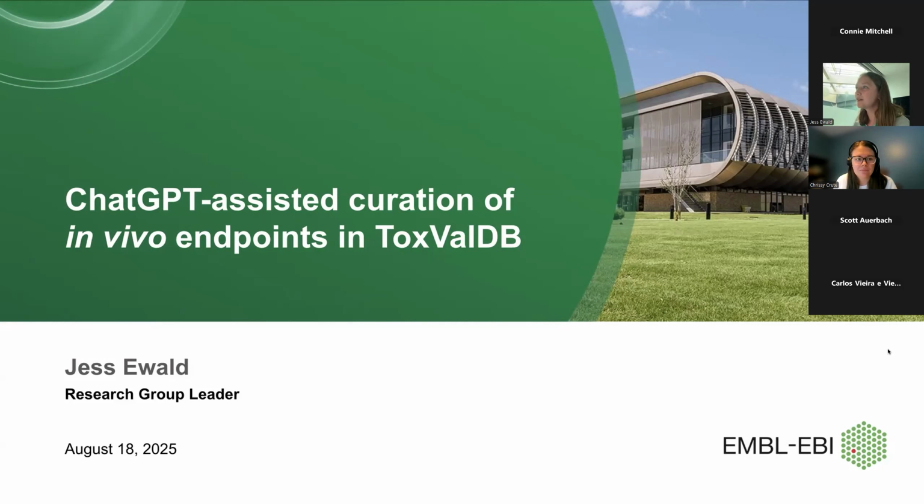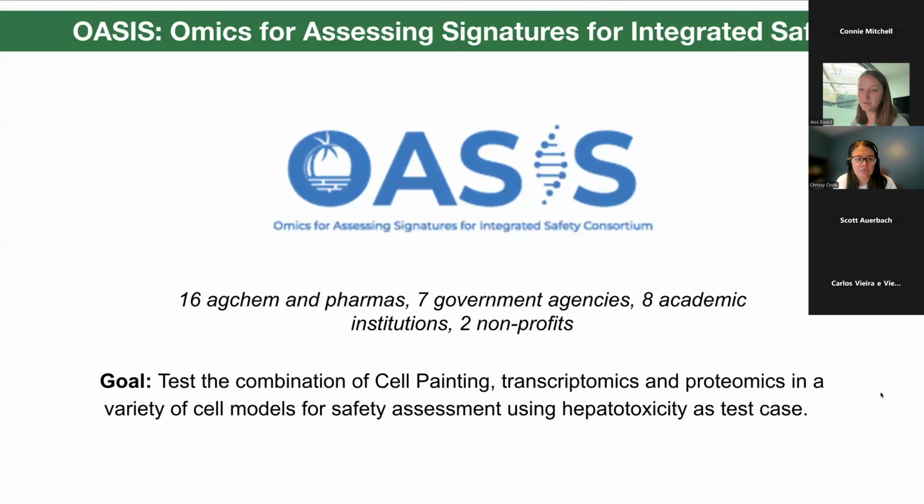So this work happened within the context of the OASIS consortium. So I thought I'd just give a slide or two on what that is so that everyone knows. It's a group of a whole bunch of different ag chem pharma companies, government agencies, academic institutions, and nonprofits. And our goal is to test a combination of cell painting, transcriptomics, and proteomics in a variety of cell models for safety assessment, focused on hepatotoxicity as a test case.